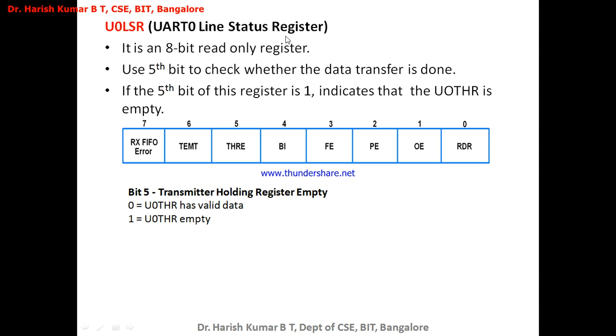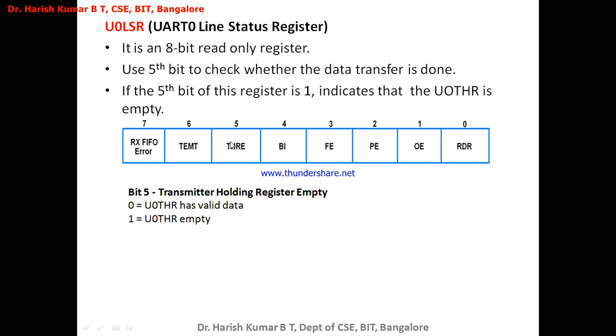Again, in this line status register, I don't require all the 8 bits. In order to check whether the data transfer is done, we should focus only on the 5th bit. You can see so many bits are there, and I'm not going to explain all of them because they are not required. We'll focus only on the 5th bit, THRE, the transmitter holding register empty.